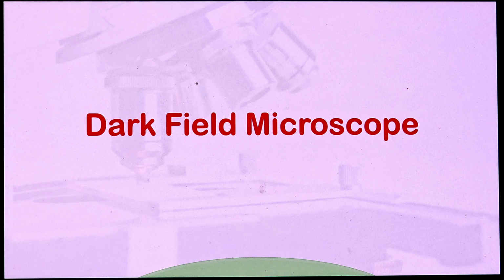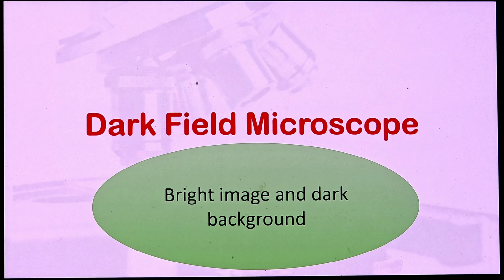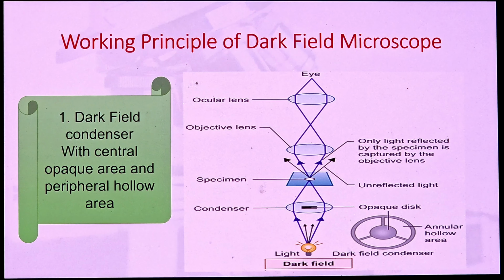So what is dark field microscope? That is bright image and dark background. So what is the working principle here? A dark field condenser is used, with a central opaque area and a peripheral annular hollow area. Here the light passes through the condenser, in which the central opaque area does not allow any light to pass through it, and the light mainly passes through the annular hollow area which is present in the peripheral part.